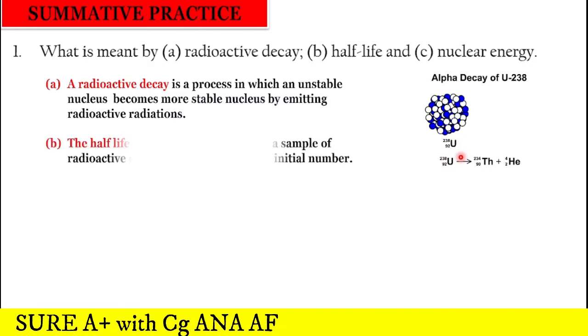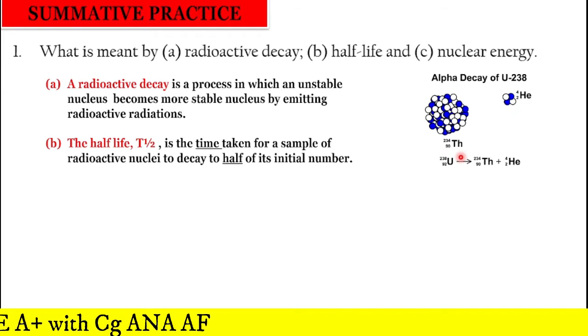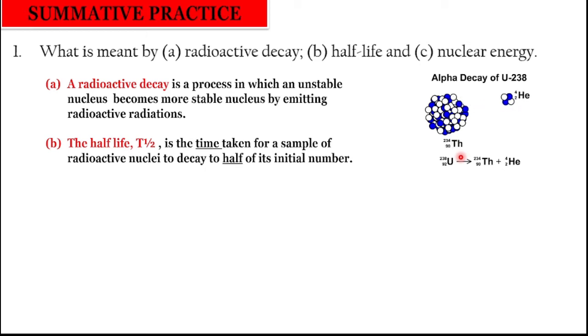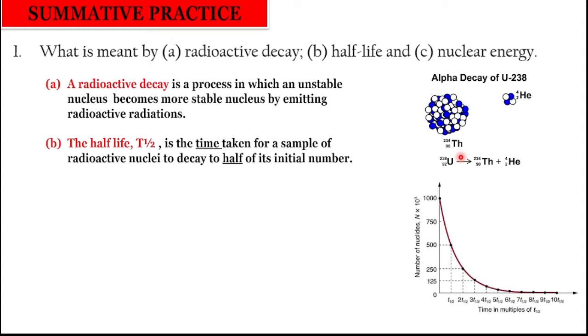Okay, next. Number 1, B, half-life. So, half-life untuk semua radioaktif, dia ada half-life tersendiri. Maksudnya kalau radioactive element yang berbeza, dia punya half-life berbeza. So what is half-life? Half-life is the time taken for a sample of radioactive nuclei to decay to half of its initial number. Contohnya macam kalau kamu tengok pada graph ni.